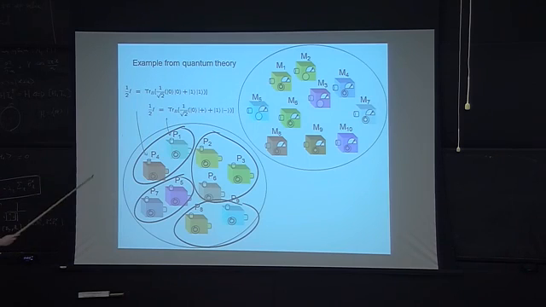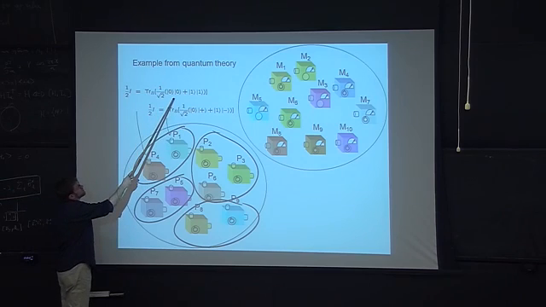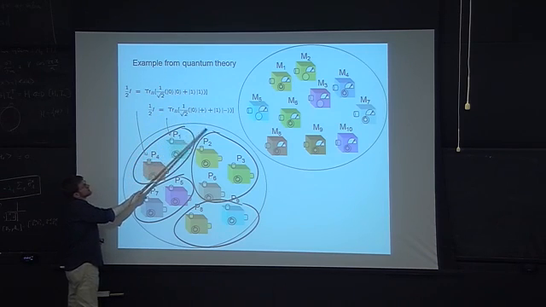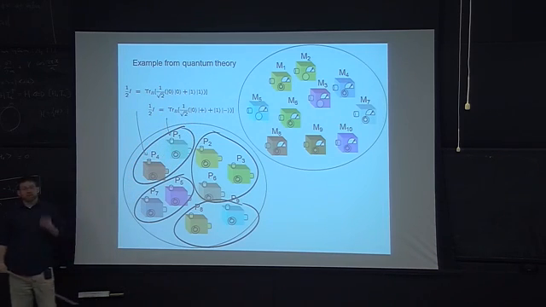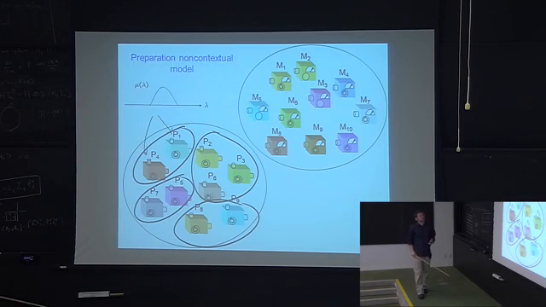OK, another example was the fact that there are many purifications. So I could prepare two qubits entangled and then ignore one of them and give you the other. And again, whether I prepared this entangled state or this entangled state, if I just give you the first qubit, there's nothing you can do to figure out which of those preparations was done. So that's another example of a context.